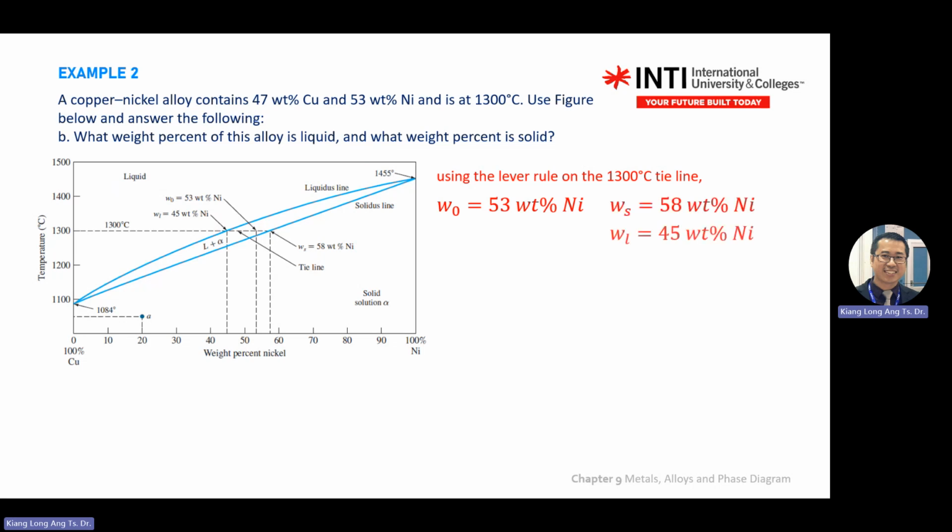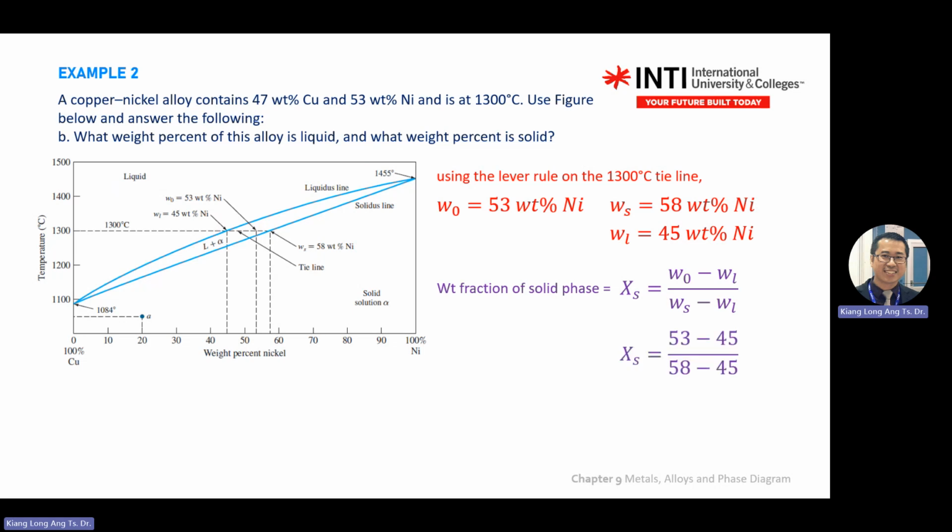Okay, so you find all these points. Fraction of solid phase is what? Solid phase is here, this length divided by total length. This is liquid, this is solid. The question asks you to calculate the solid phase, so this length divided by total length. In your answer, please label LOS, then after that label what is your WO, WL, WS on the graph.